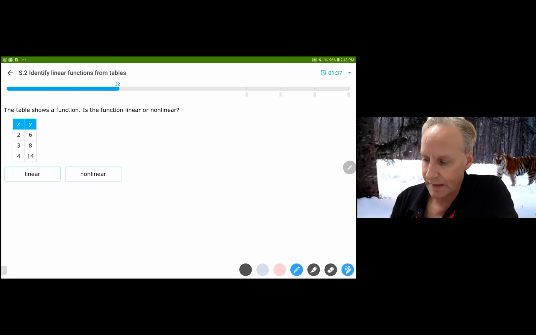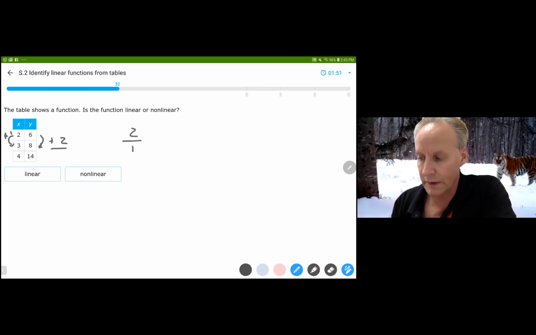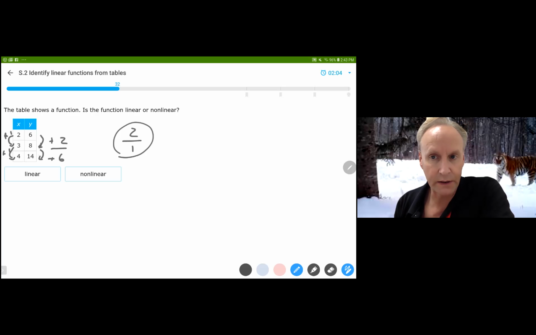So from 6 to 8, it went up 2. And from 2 to 3, it went up 1. So that's a rise over run, or a change in y of 2 over a change in x of 1. So that's a slope of 2 over 1. This one went up 6, and this one only went up 1. So of course it's nonlinear, because the second pair had a slope of 6.